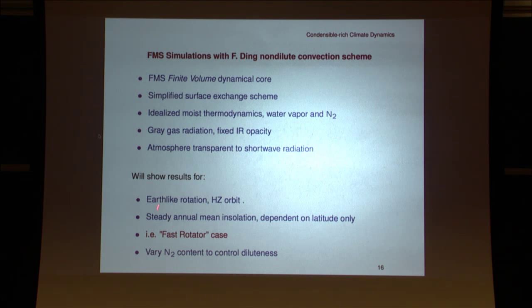And then actually, instead of varying the stellar constant or the orbit to control the diluteness by the temperature, we're controlling the diluteness by changing the nitrogen partial pressure. So if we take away all the nitrogen, the atmosphere is always non-dilute. If we put a whole lot of nitrogen in at a given temperature, it can be made very dilute. Actually, putting the nitrogen in, even though we're not putting in any Rayleigh scattering from the nitrogen, does slightly change the surface temperature because it changes the heat transporting properties and so forth. But it's not a very big effect. So all the simulations from Fung's work that I'm going to show you can be thought of as having more or less the same peak tropical temperatures.